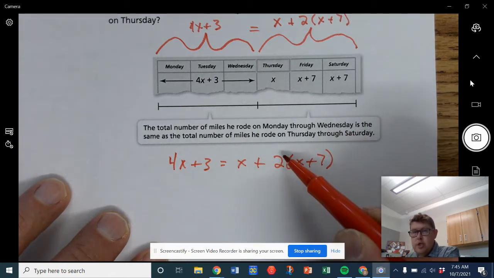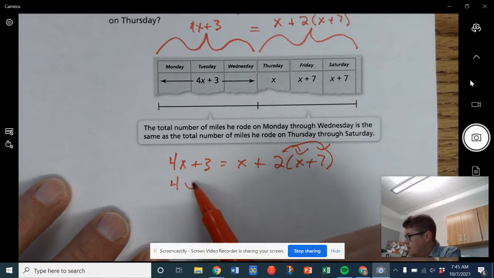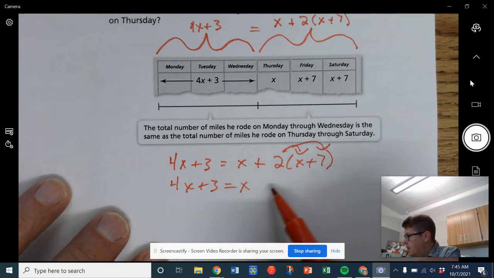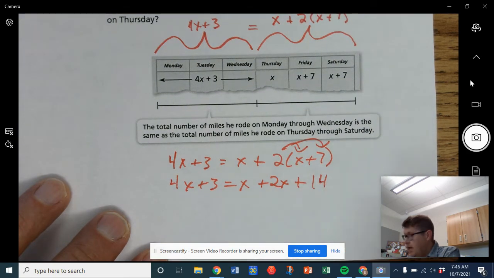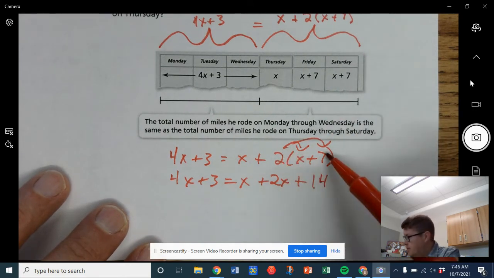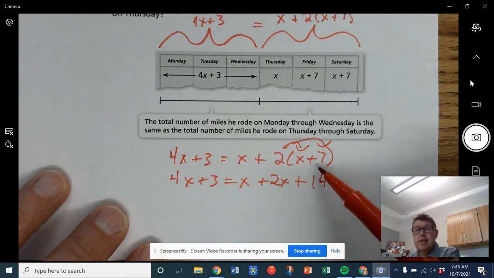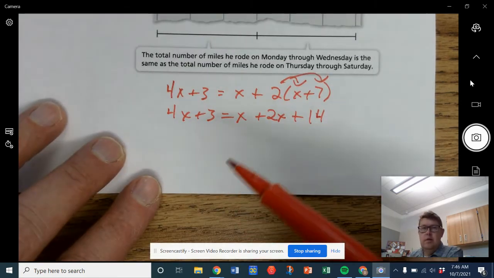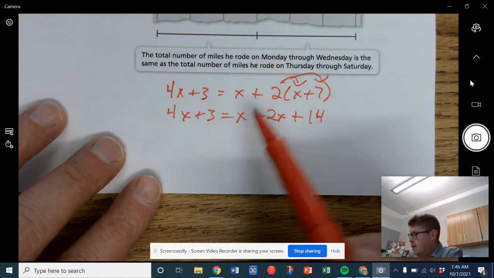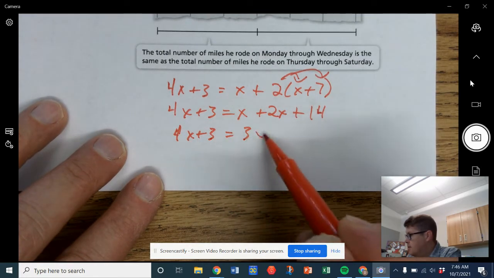So we're going to distribute this 2, multiplying this 2 times that x and times that 7. I'll bring down everything I haven't changed: x plus 2x plus 14. So 2 times x is 2x, and 2 times 7 is 14. You've got to multiply the number outside the parentheses by every term inside the parentheses, because that's a variable, not a number. Now we combine like terms. I've got this x and 2x, which I can combine to 3x. So 4x plus 3 equals 3x plus 14.